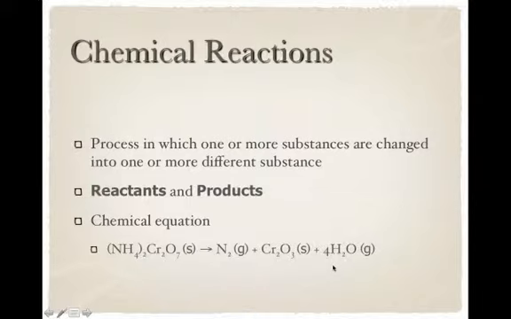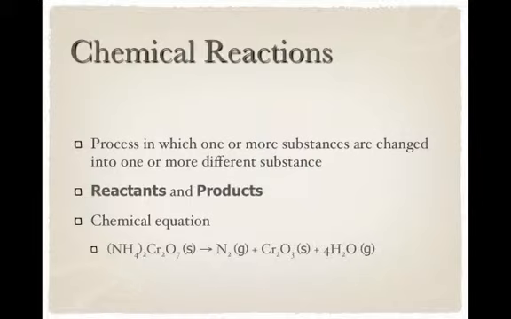So a chemical reaction is the process in which one or more substances are changed into one or more different substances. We'll have reactants and products. Reactants are what we start with, and they are listed on the left of the arrow, and the products are what are produced, and they're on the right side of the arrow.